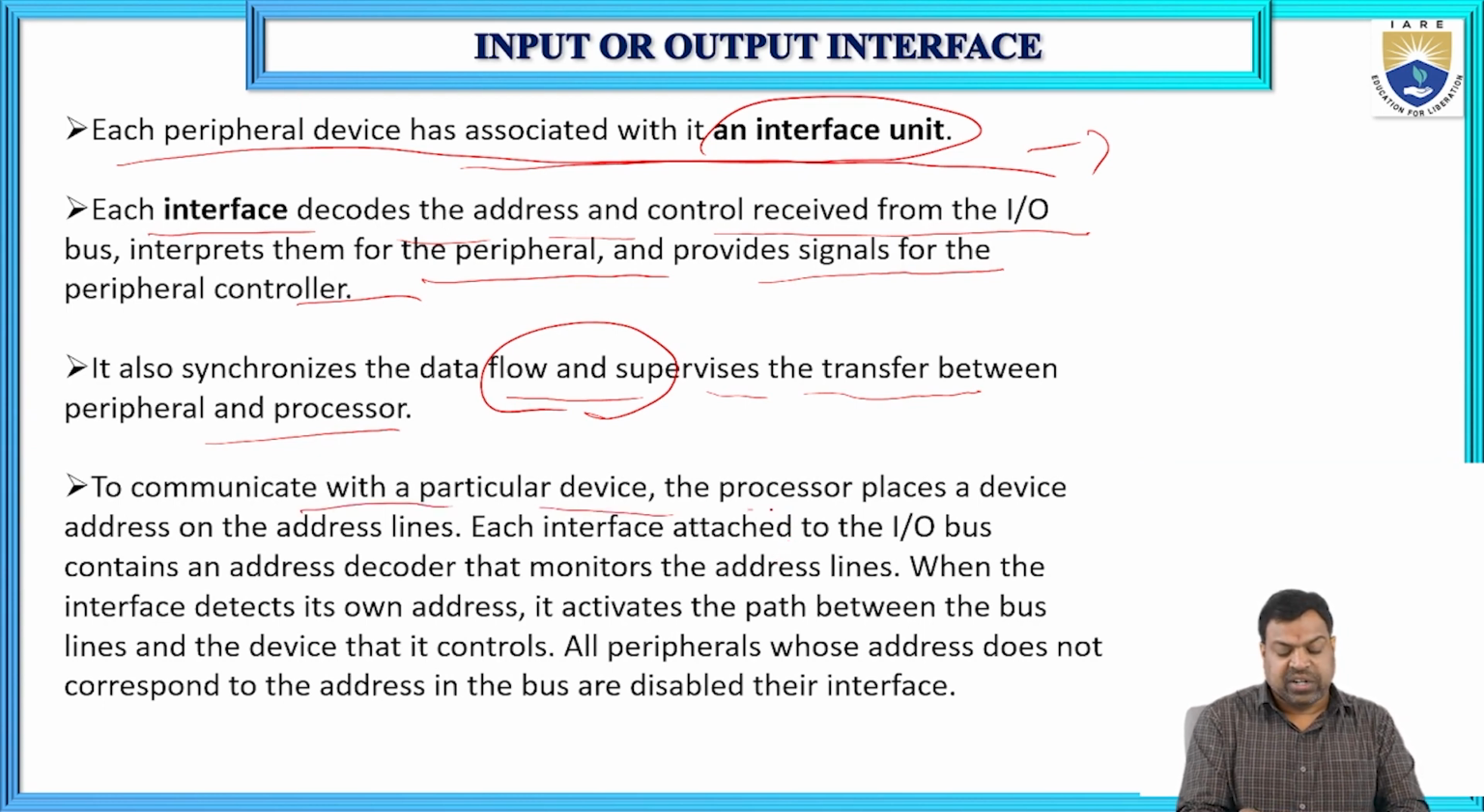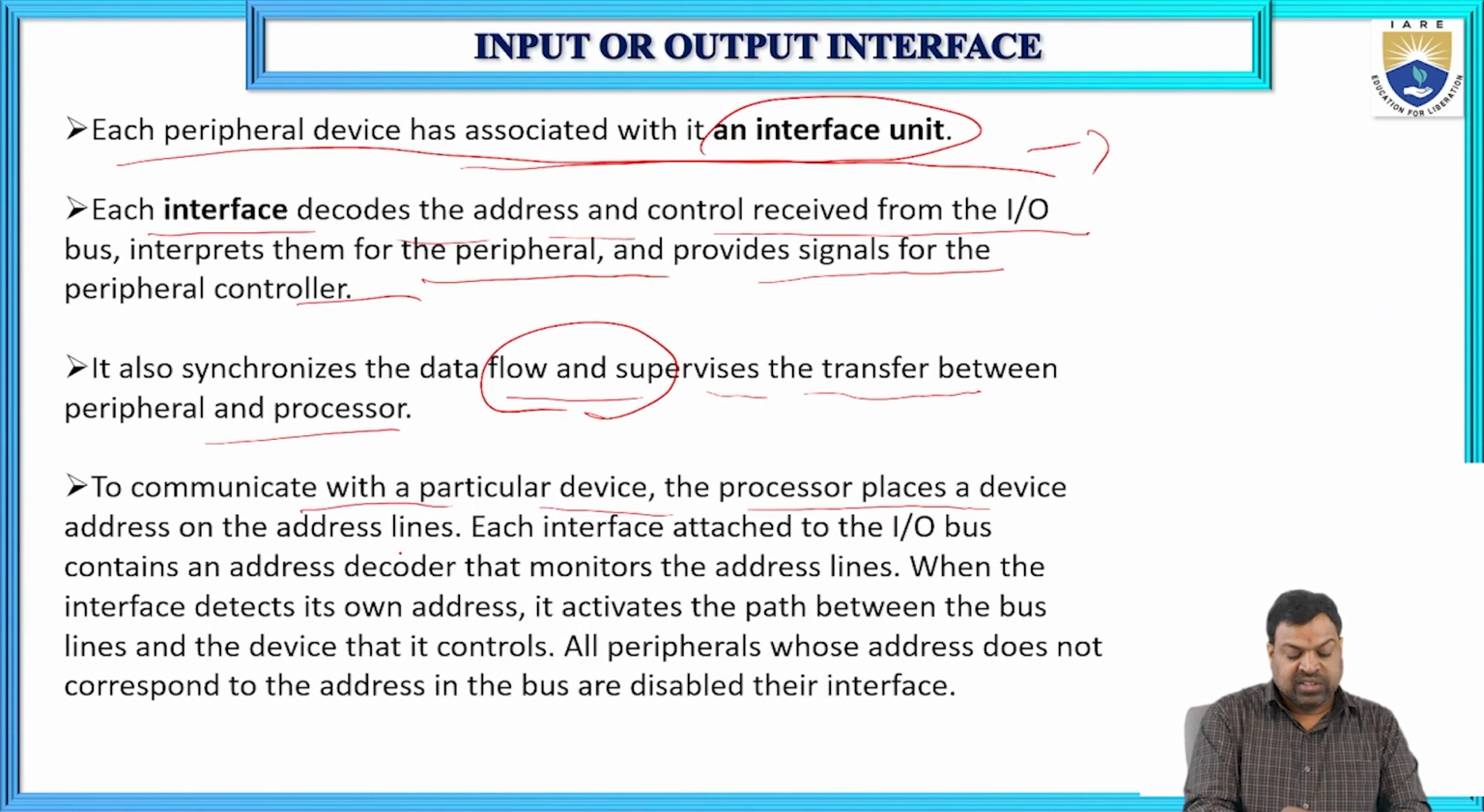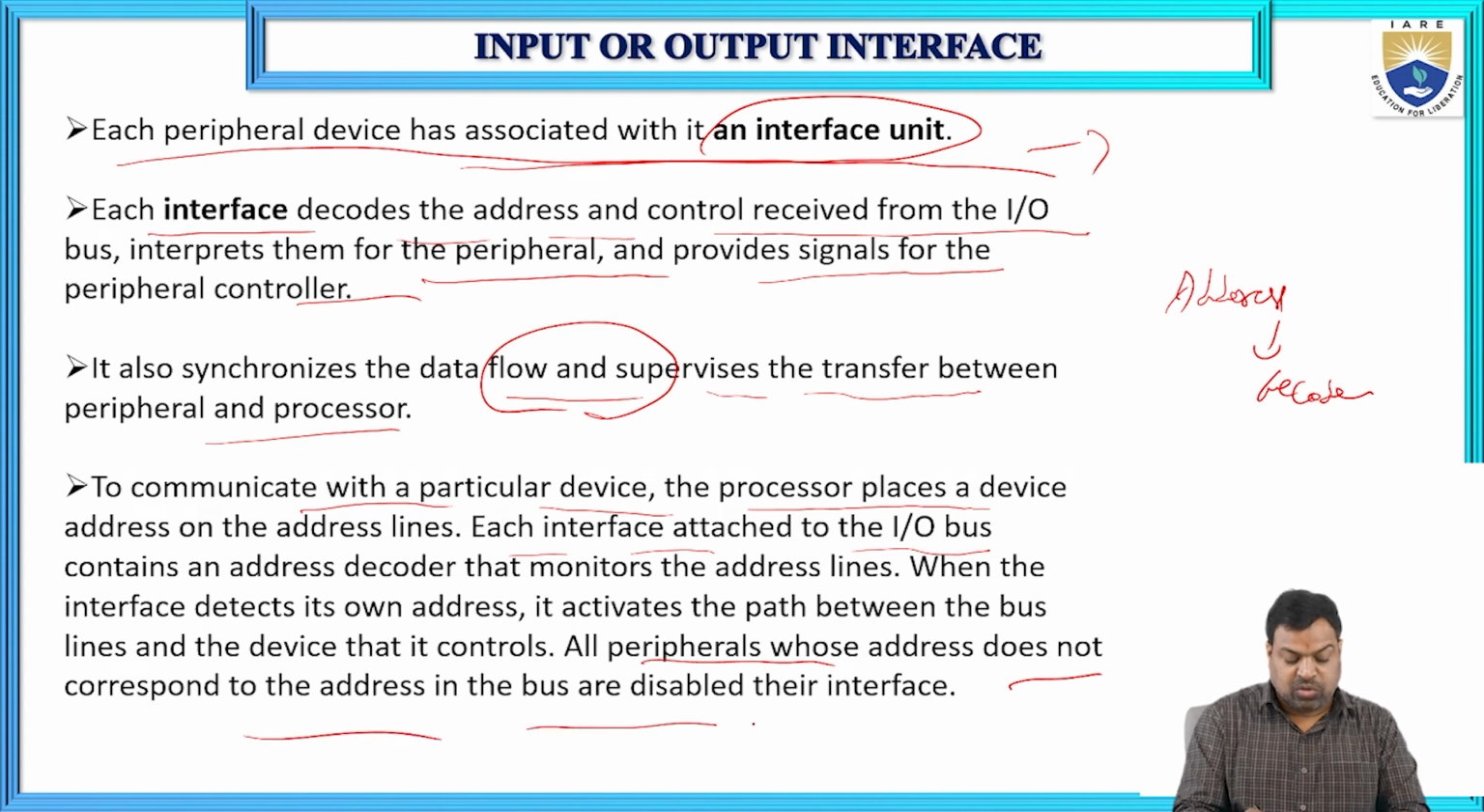And to communicate with a particular device, the processor places a device address on the address line. So for any processor, we need an address bus, data bus and control bus also. And these address lines are interfaced with the input output bus, which contains the address decoder that monitors the address lines. When the interface detects its own address, it activates a path between the bus lines and the device that it controls. All peripherals whose address does not correspond to the address on the bus are disabled by the interfacing.